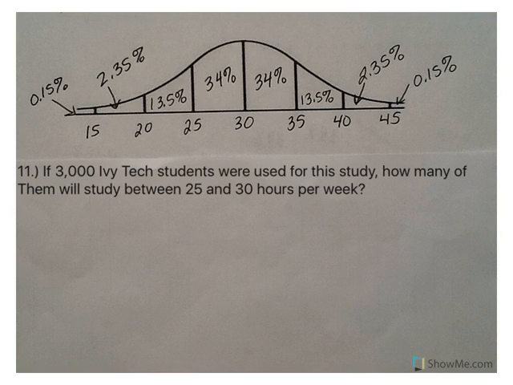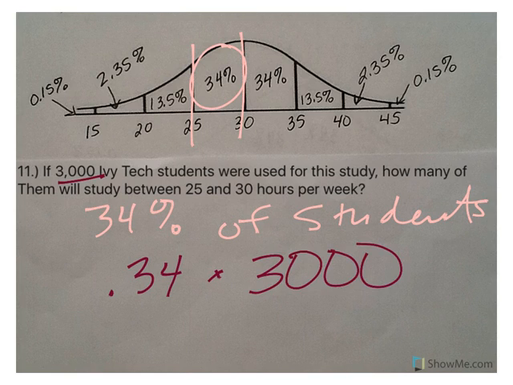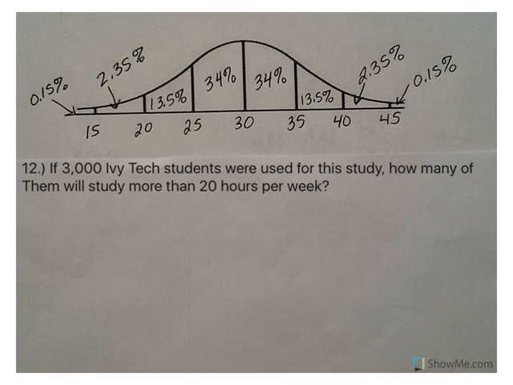Number 11, if 3,000 Ivy Tech students were used for this study, how many of them will study between 25 and 30 hours? Well, between 25 and 30 is 34% of the students. Okay, well, 34% is 0.34. Of means to multiply, and there are 3,000 students. So 0.34 times 3,000 gives me 1,020 students can be expected to study between 25 and 30 hours a week.